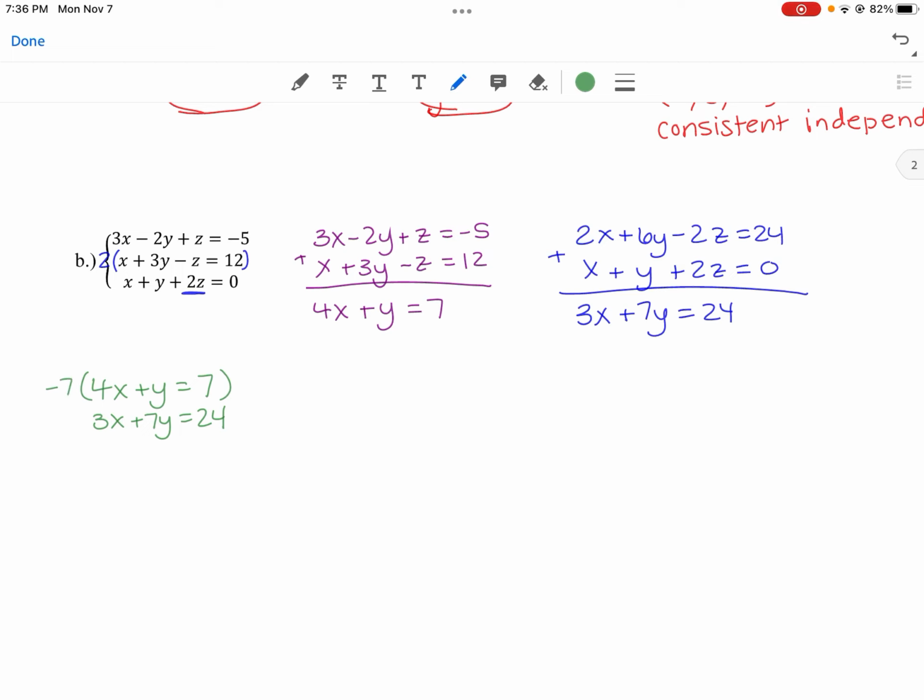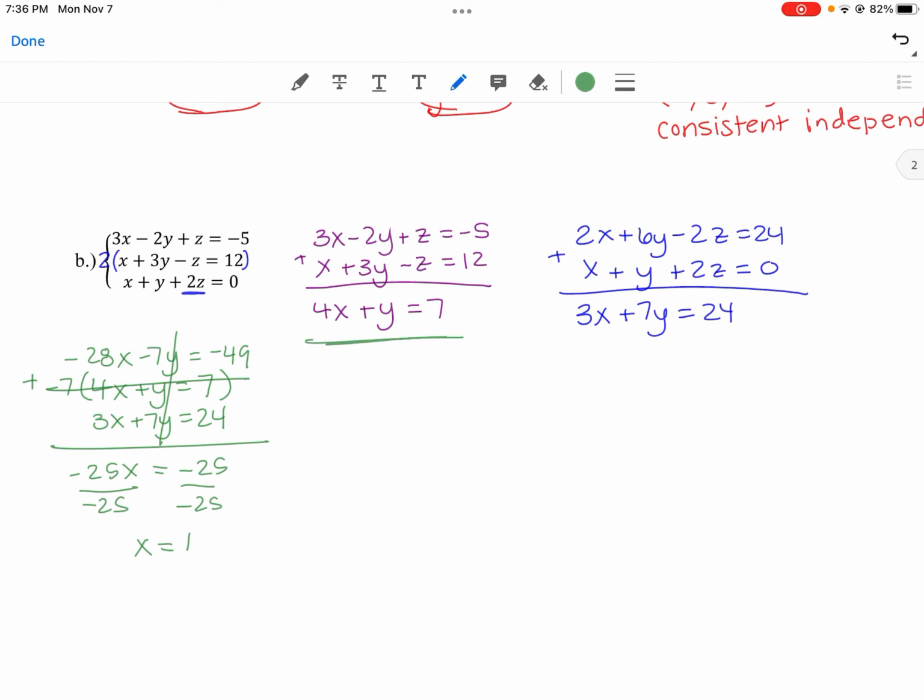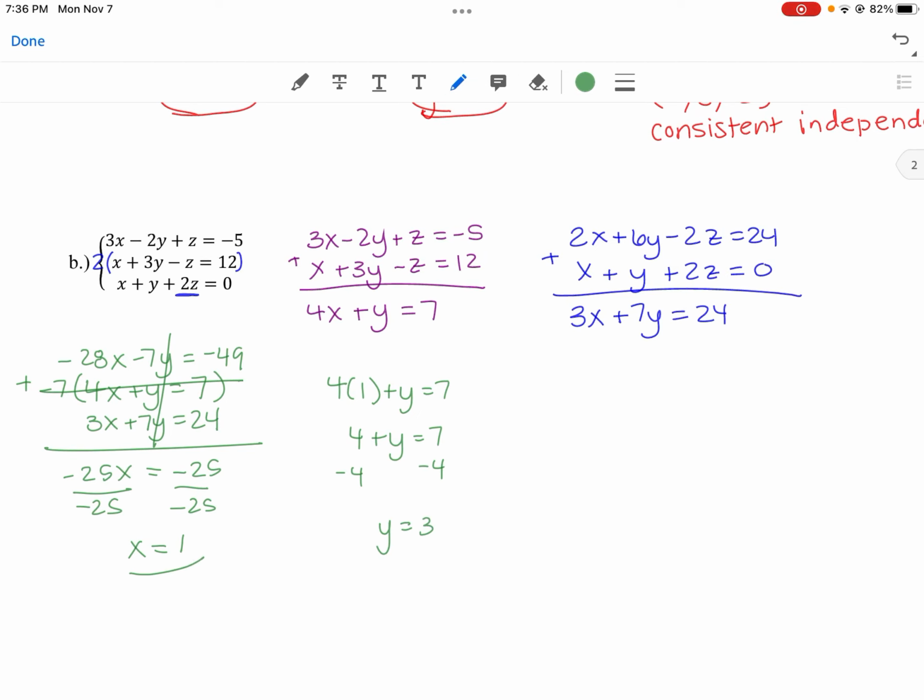I'm going to multiply this top row by a negative 7. So I have negative 28x minus 7y equals negative 49. Okay, now I'm going to add my two rows. So I get negative 25x, your y's cancel, equals negative 25. Divide both sides by negative 25, x equals 1. Okay, perfect. Now that you have that, choose one of these other two equations that we created that just have x and y to plug it into. So maybe I do 4 times 1 plus y equals 7. So that's 4 plus y equals 7. Subtract the 4, y equals 3.